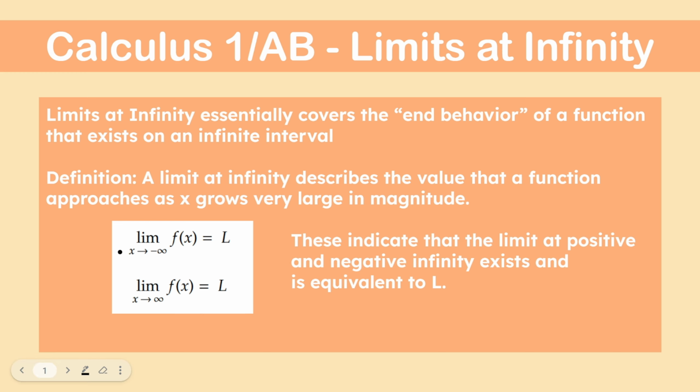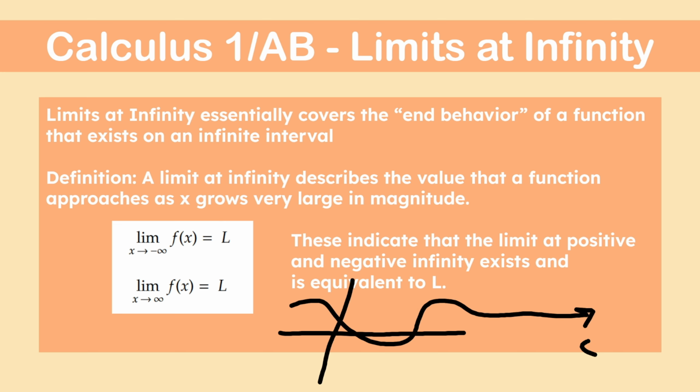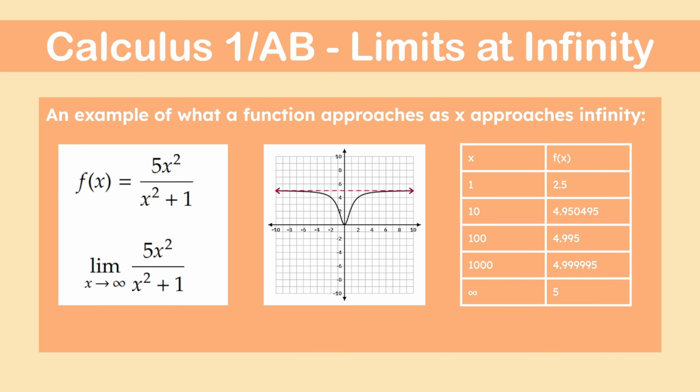So the limit as x approaches negative infinity of f of x is equal to L, and the limit as x approaches infinity of f of x is equal to L. Essentially it says that the limit exists and is equal to L. So let's say we have a graph that looks like this, and this is towards infinity, this is towards negative infinity. Let's say that the value that it approaches here is L, and the value that it also approaches here is L. That's basically what the limit means. It approaches a value L. So this is an example of what a function approaches as x approaches infinity.